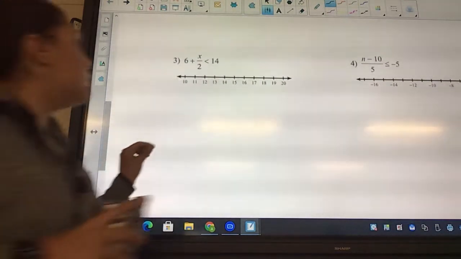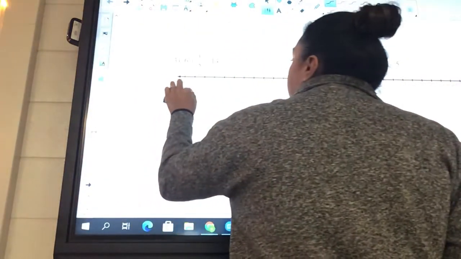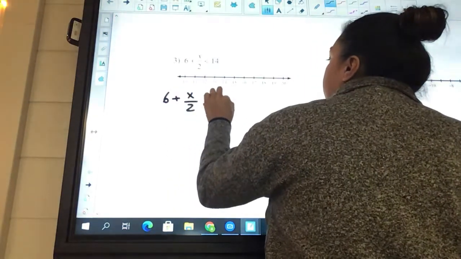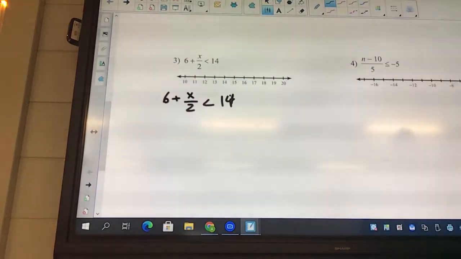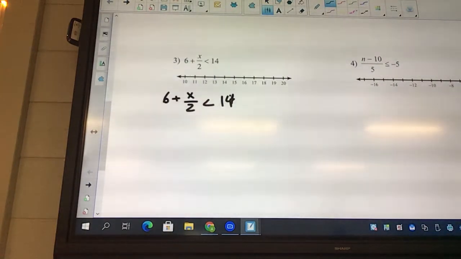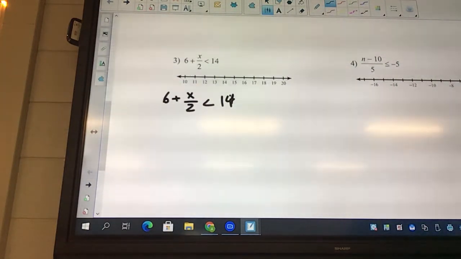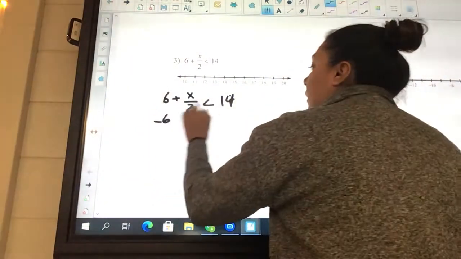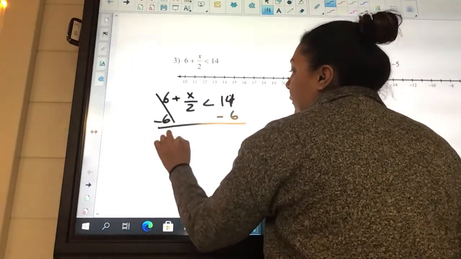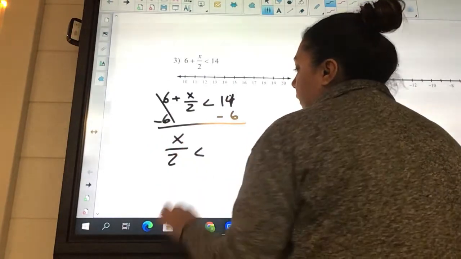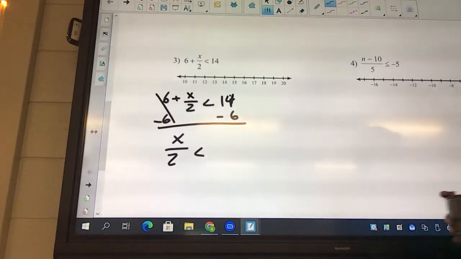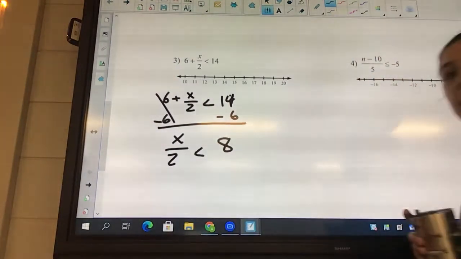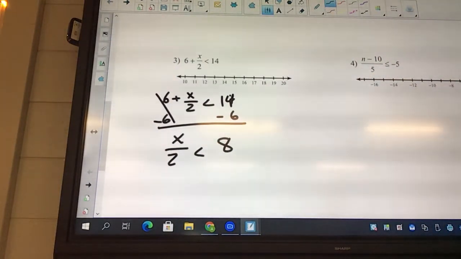Okay, let's look at this next one. I got 6 plus x over 2 less than 14. Who's the kid? Who needs to move first? The 6. Okay, how do I move that 6? Minus 6 from both sides. What is 14 minus 6? 8. Okay, and then what do we need to do? Times 2.